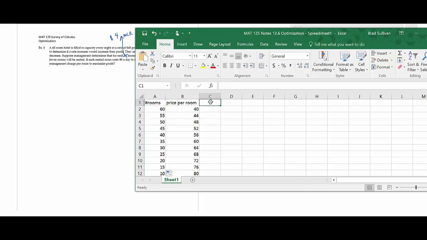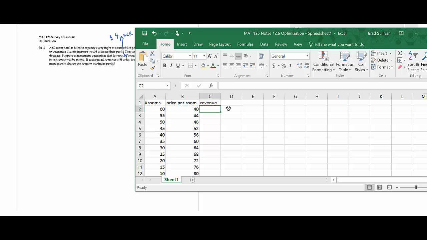One of the things I'm going to do here is find the revenue. How would you find the revenue? If it's $40 a room and you rent out 60 rooms, what do you do? You multiply them. Exactly. It's X times P, really. That's your price and that's your X right there.